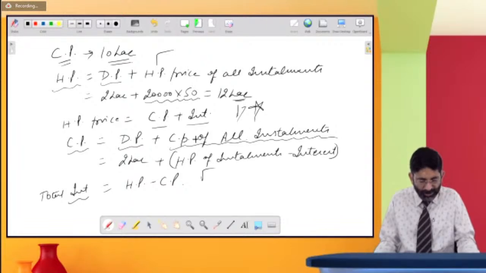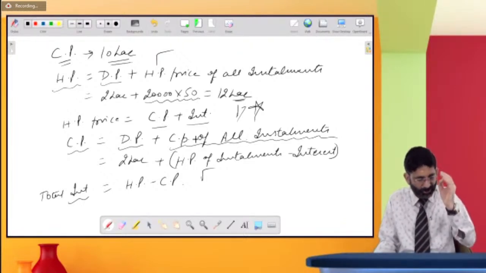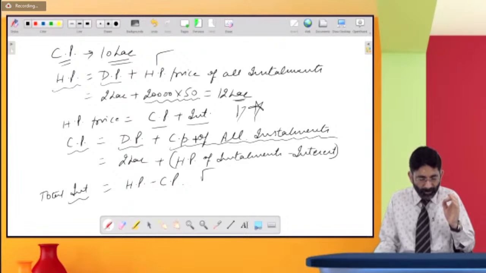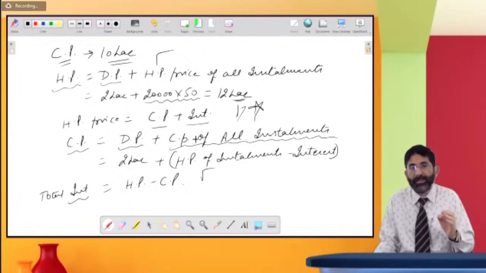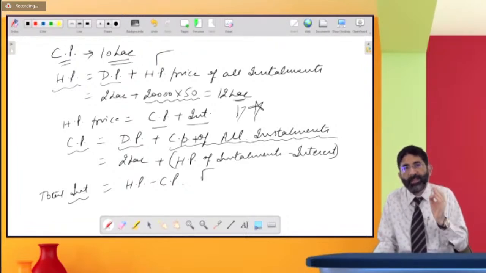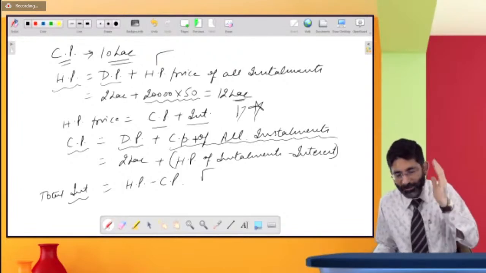Sir, can we say that hire purchase price is inclusive of interest and cash price is exclusive of interest? Exactly right, Akanshil. Hire purchase price means the price inclusive of interest, and cash price is the price exclusive of interest. Very good.